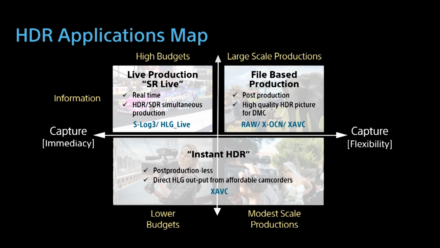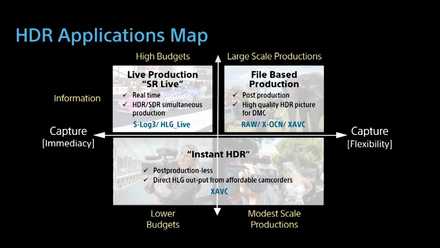You do your post-production, you do your final picture, and then you apply your color grading, your HDR curve for distribution. And something we call instant HDR, which is for post-production-less type of applications. People that do not have the experience or the know-how or even the resources to go into complex workflows for HDR production.